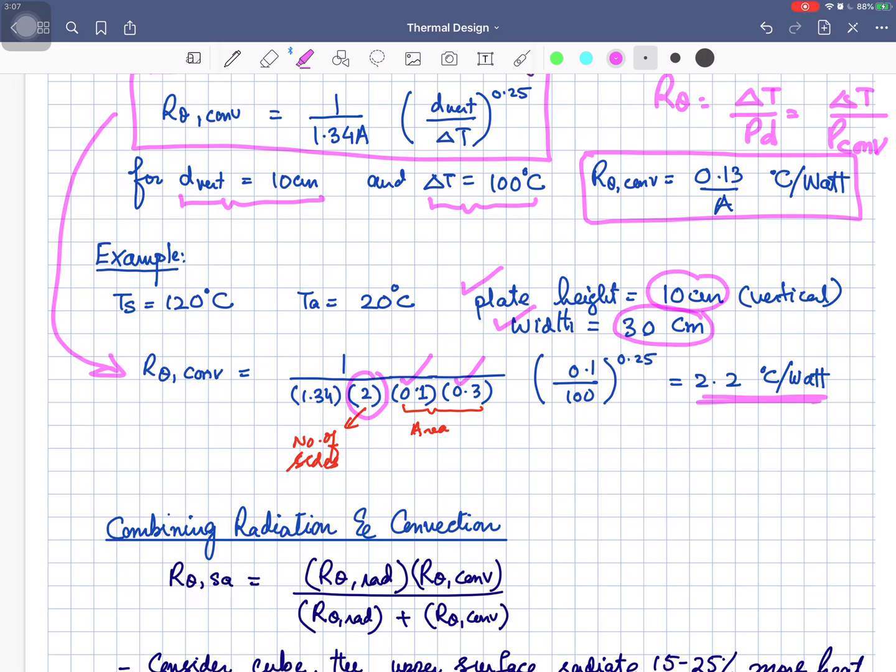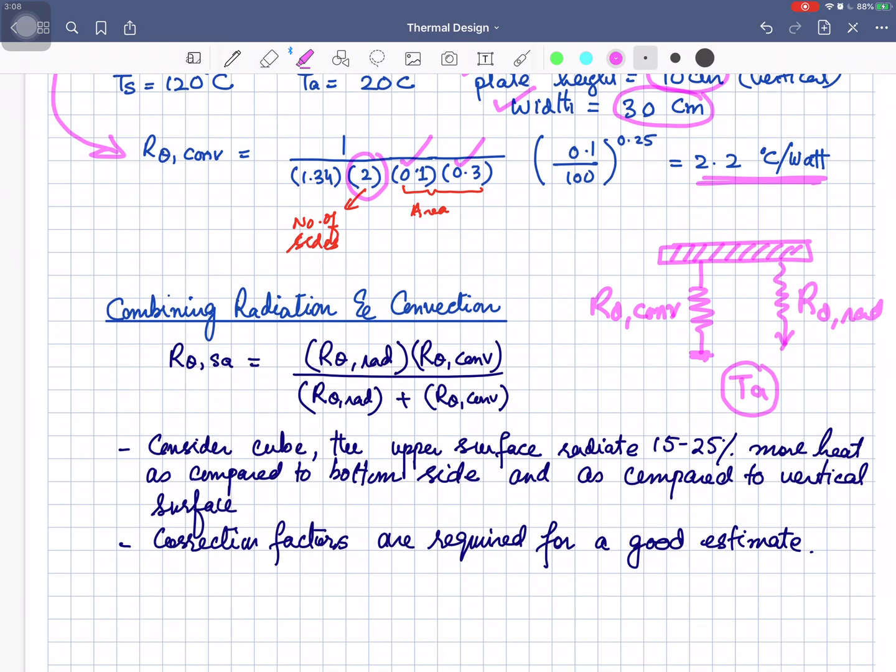Now both processes can take place simultaneously. The heat transfer can be through radiation and through convection. So let's suppose that this is the surface, and the radiation process is taking some heat and the convection process is taking some heat. So these two resistances are there, R theta radiation and R theta convection. Both of them are dissipating heat into the ambient whose temperature is TA. So we can say that these two processes are working in parallel. When they are working in parallel, what will be the net thermal resistance from the surface to the air? This is R theta SA.